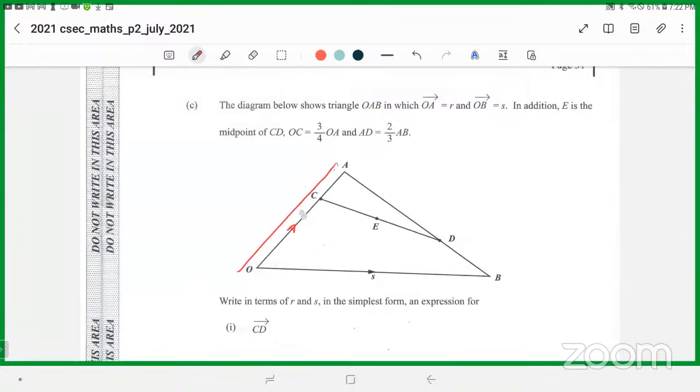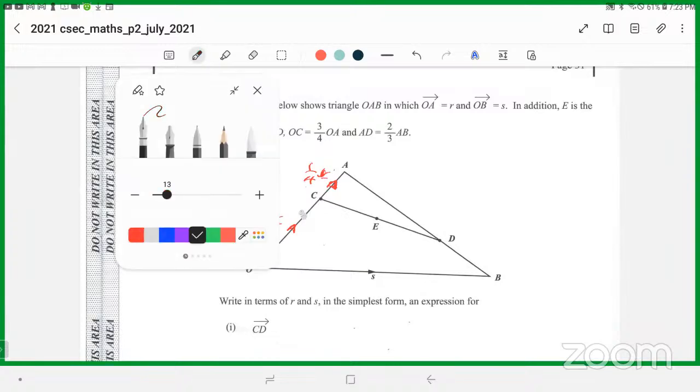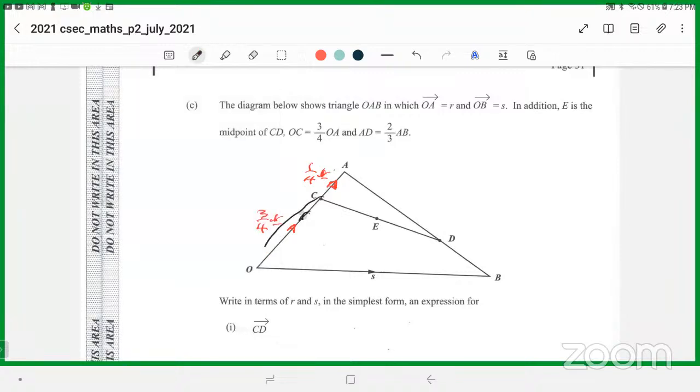If the whole thing is R, and this is 3/4 of the whole thing, then this vector down here is 3/4 of R. And the other quarter is from here to here, so I'm going to put it up there. This is the other quarter, 1/4 of R. That's what I would do in the exam room if I were you, because I don't want to look on the diagram and get mixed up and think that this right here says R.